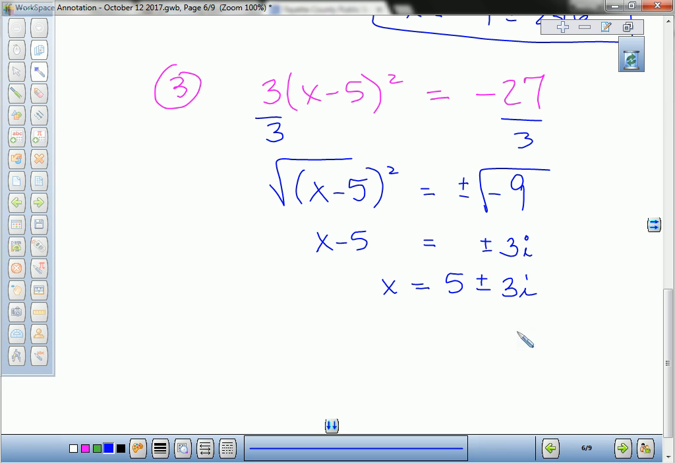So these aren't real, but they are solutions. They're imaginary. Okay, any questions about solving quadratics by taking a root? All right, well, let's go solve some cubics next. Not much different.